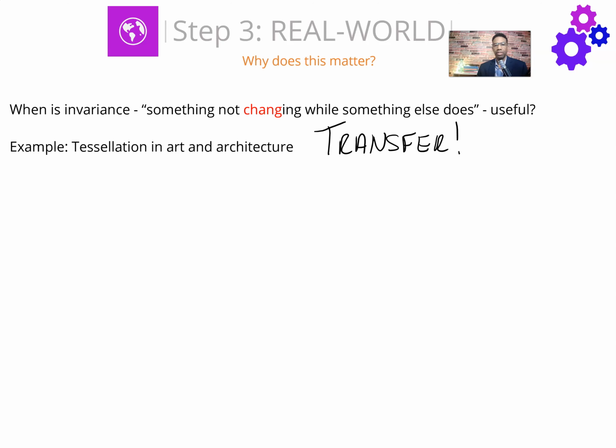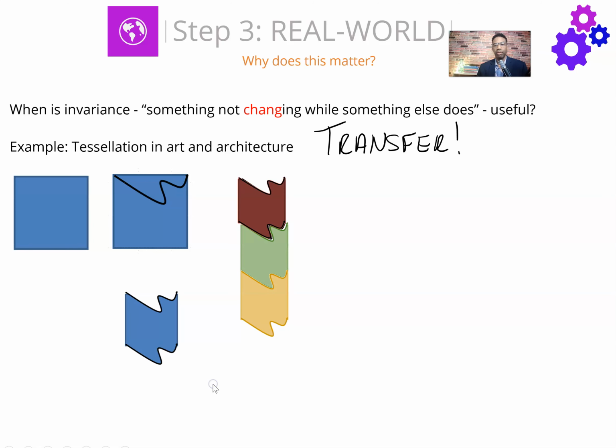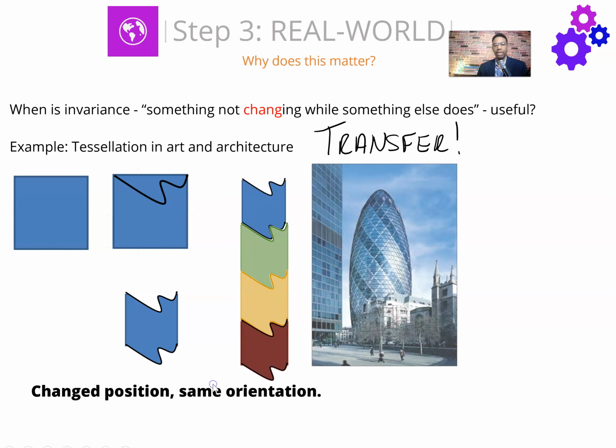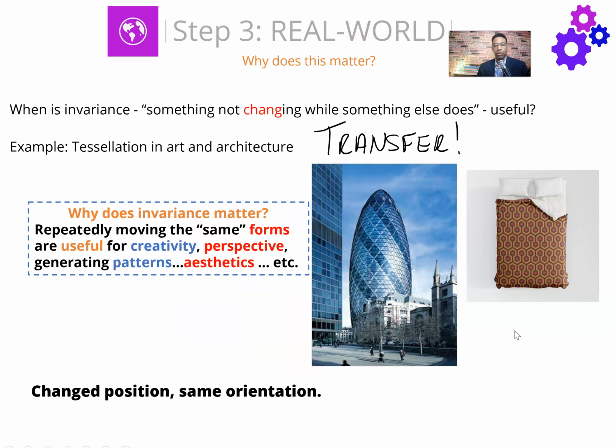One idea I came up with was tessellation in art. Why is that transfer? Because we want our students to be able to use this not only in math class, but outside of math class. So we take a shape, cut it, make another shape, put them together, and we slide them around. We change the position, same orientation. We can use architecture, make nice buildings. And we can use it in art or to make products. So to answer our question, why does invariance matter? Well, one example is repeatedly moving the same forms are useful for creativity, perspective, generating patterns, aesthetics, etc.